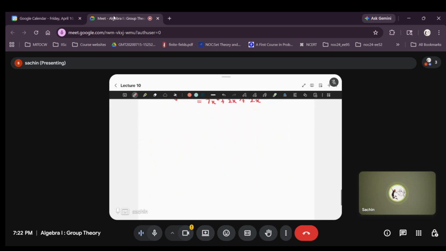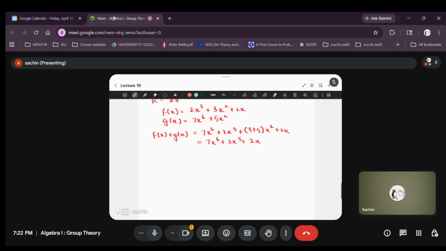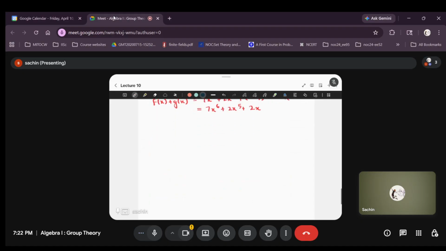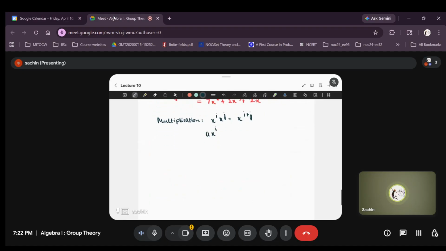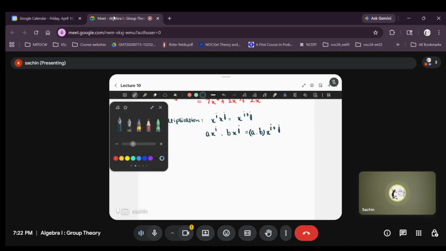Similarly, with multiplication, we define x^i times x^j to be equal to x^(i+j), and ax^i times bx^j to be ab, this is in the ring, x^(i+j). And same rules of polynomial multiplication.